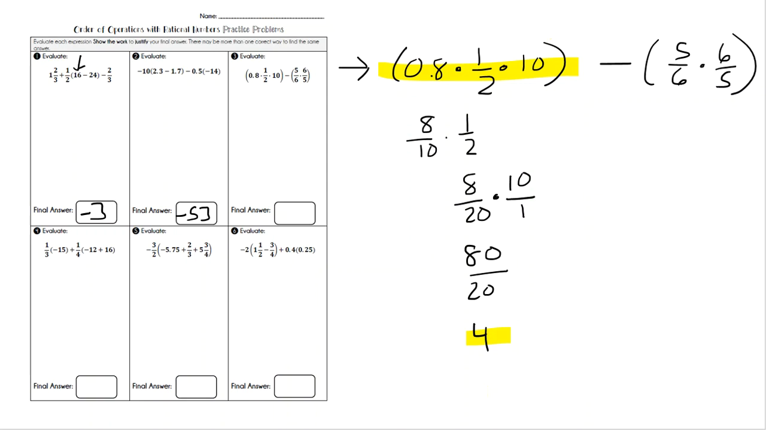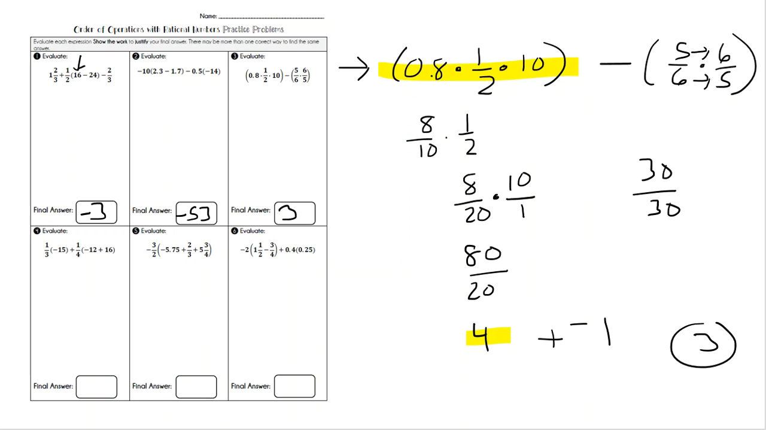Now let's go ahead and do the other parenthesis. 5/6 times 6/5. Well, top times top over bottom times bottom. 5 times 6 is 30. 6 times 5 is 30. And 30 divided by 30 is a 1. So now we have 4 minus 1, or we could say 4 plus a negative 1. Either way, this final answer would be 3.